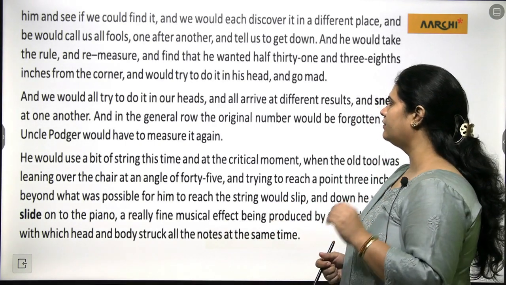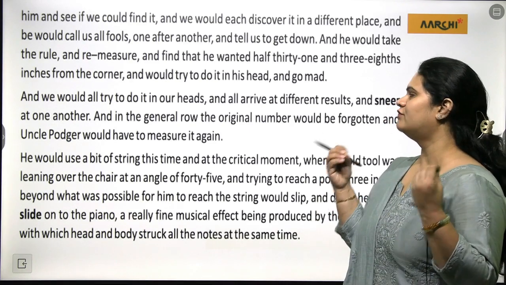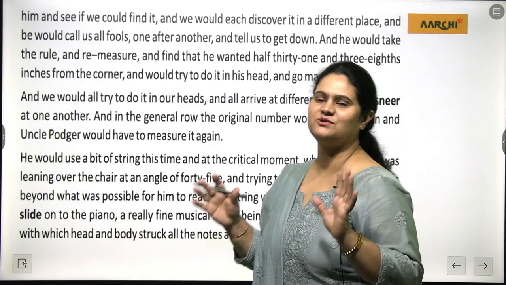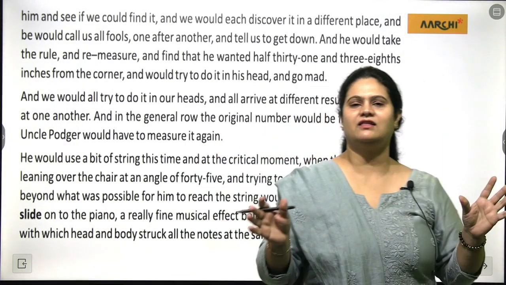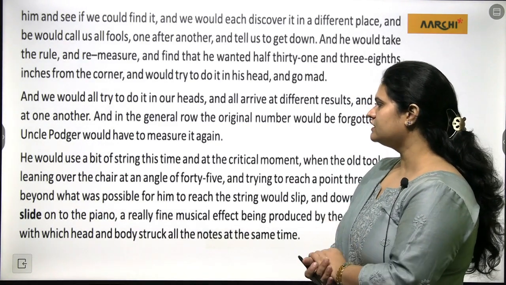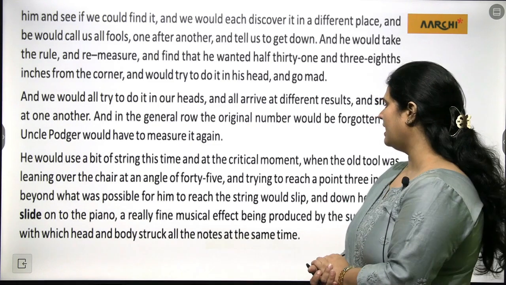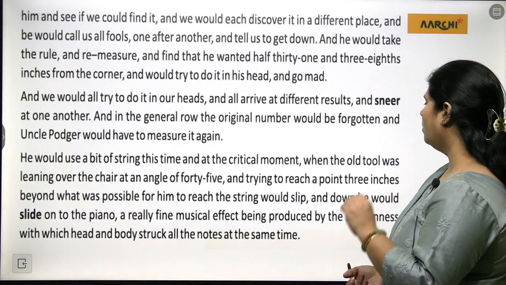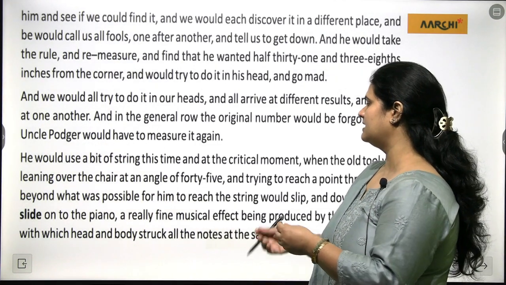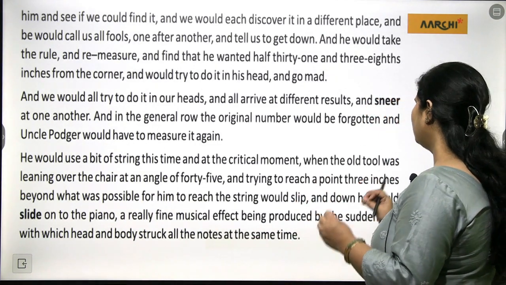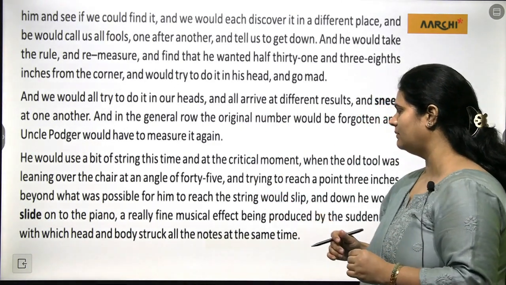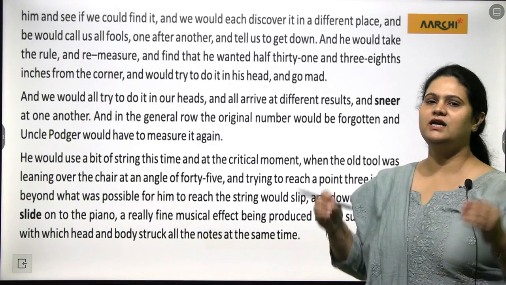And in the general row, the original number would be forgotten, and Uncle Podger would have to measure it again. So he would have to again take the measurements for the mark. Right. He would use a bit of string this time, and at the critical moment, when the old fool was leaning over the chair at an angle of 45 degrees and trying to reach a point 3 inches beyond what was possible for him to reach, he would slip.